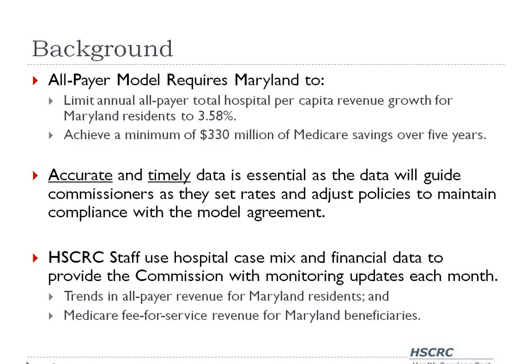The state has agreed to save $330 million over the next 5 years by constraining the growth in Medicare spending per beneficiary to a rate that's below the national growth in per beneficiary growth. So here again, it points out it's a fee-for-service test, so we need to be able to split the fee-for-service and Medicare Advantage. And it's, again, Maryland residents. So that's, again, why we're so concerned about in-state and out-of-state.